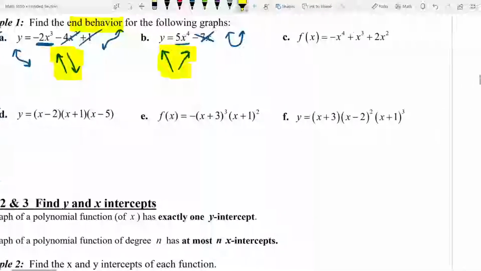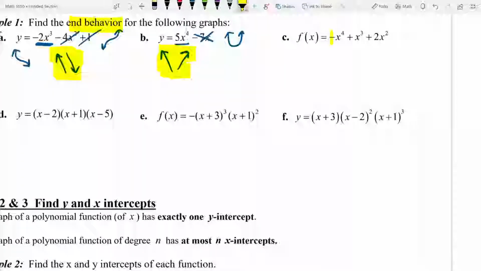Okay, next one. This guy dominates. These affect it, but don't dominate it. 4 is even. That's a parabola. Everybody talk to me about my parabola. It opens down, right? It's reflected across the x-axis because I've got a negative right there. Okay, everybody in the room, left up or left down? Left down, right up or right down? Right down. There's your end behavior.